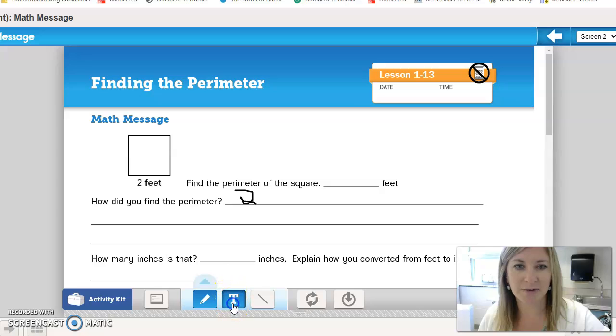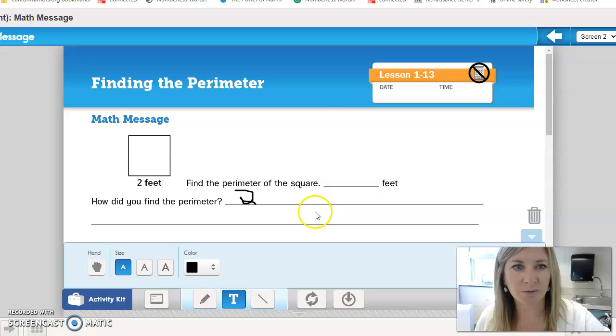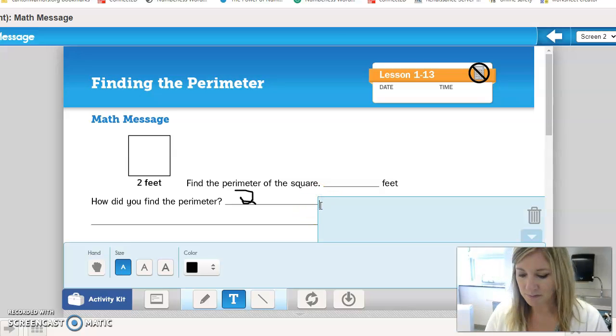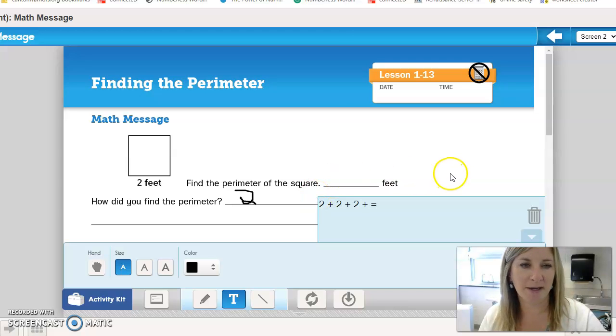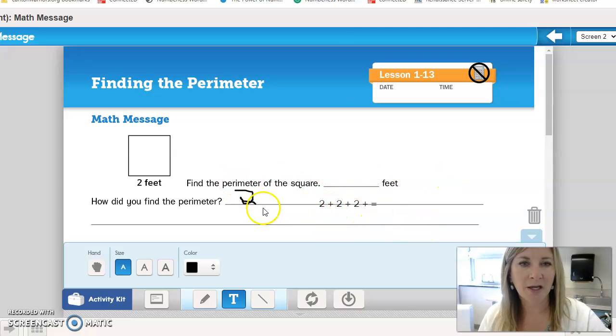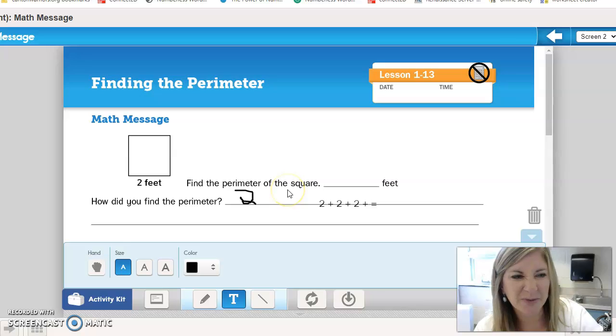So down here for how did I find it, I am going to turn my text box on. I'm using my mouse today, and my hand's a little icky. All right, so we will use our text box, and I will say that I did 2 plus 2 plus 2 plus the last side, okay, to get my answer. So that's how I found it. And you might say, oh, that's all I have to write? Yeah, you don't always have to write words here in these questions where it says, how did you find something? Number models are great. In fact, they love them a lot. So feel free to use that.